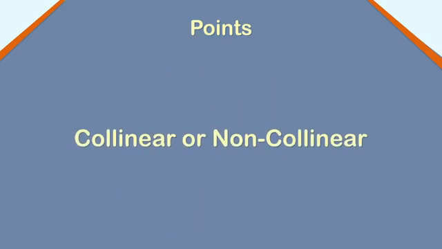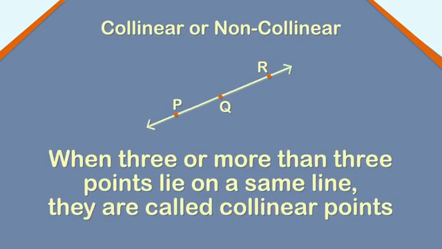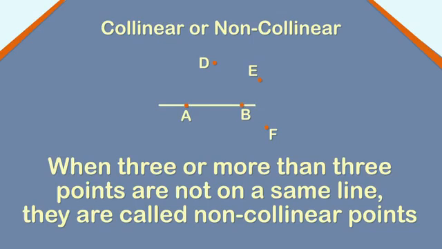A group of points can be collinear or non-collinear. When 3 or more than 3 points lie on a same line, they are called collinear points. Here, points P, Q, and R are collinear points. But when 3 or more than 3 points are not on a same line, they are called non-collinear points. Here, the 5 points D, E, A, B, and F do not lie on the same line. Hence, the points are non-collinear.